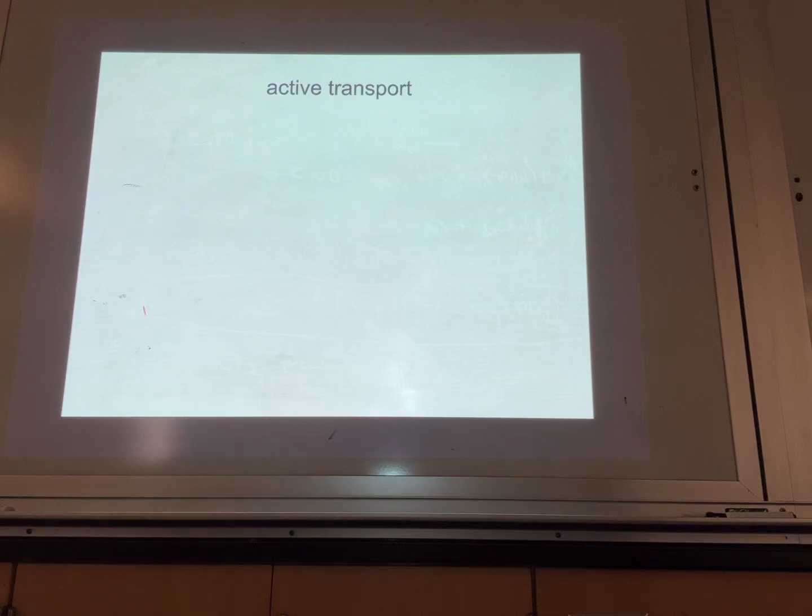So active transport, as opposed to our passive transporters that just allow things to go down their concentration gradient. Active transport, on the other hand, we are sending things up the concentration gradient. And to do so, we have to use energy. All right.